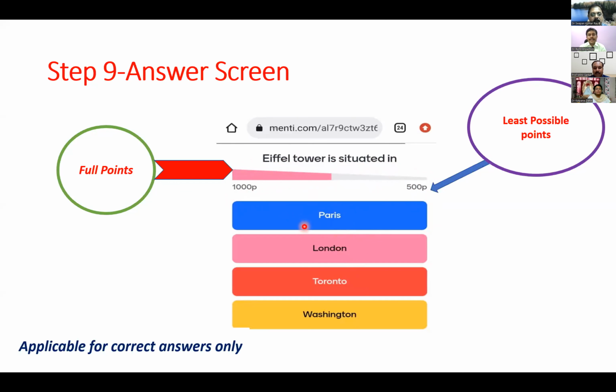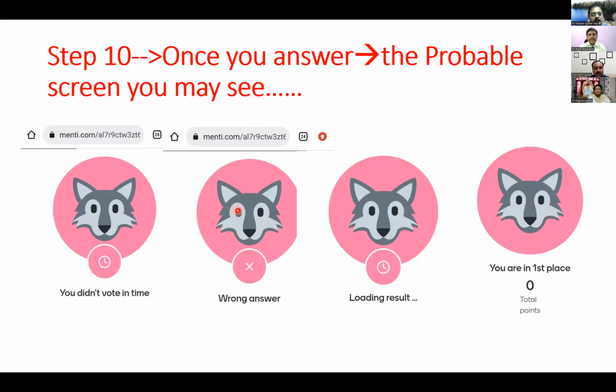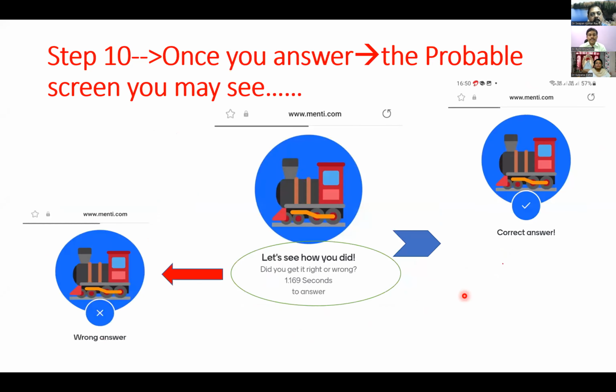If you are not able to vote in time, it may show that you did not vote in time. If you click a wrong answer, it will show a wrong answer. Sometimes it will show loading results, or if you are correct, it will show a correct answer. It will show within how many seconds you answered. So I hope I am clear on this.